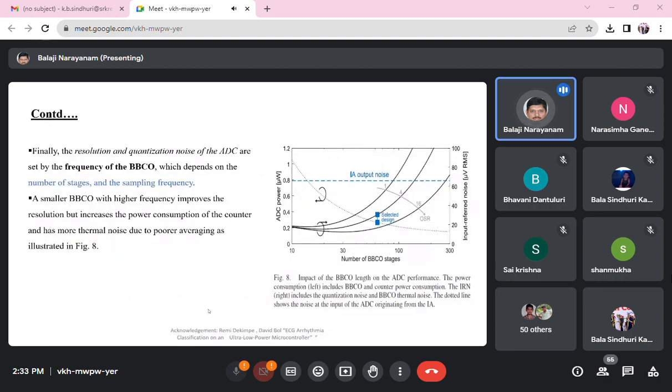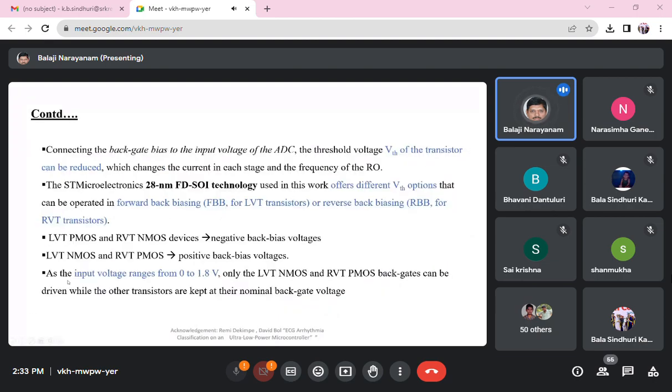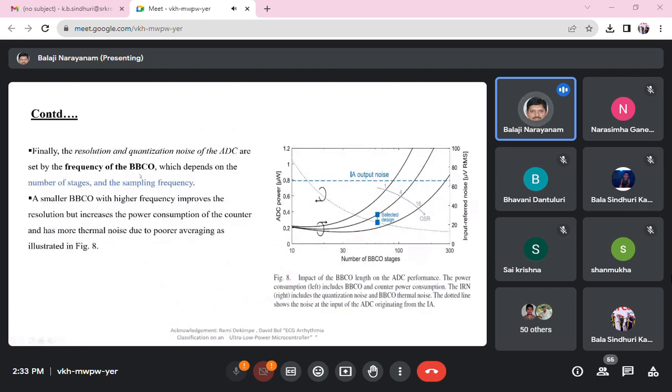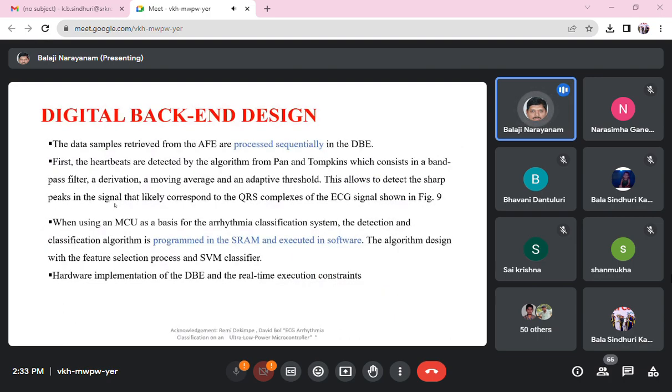And finally, the resolution and quantization noise of the ADC are set by the frequency of the BBCO, as we have already seen here, the back bias controlled oscillator, which depends on the number of stages and the sampling frequency. So a smaller BBCO with higher frequency will improve the resolution but increases the power consumption. The front end design is over, so we need to do the digital back end design. The data samples retrieved from the AFE are processed sequentially in the DBE.